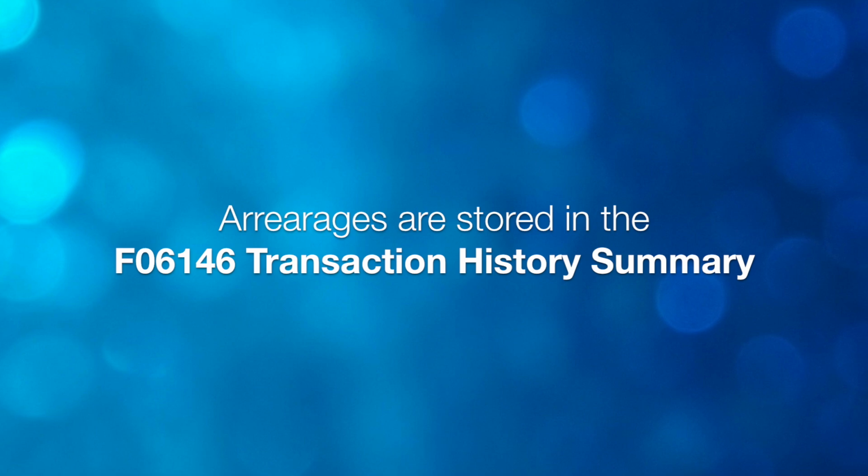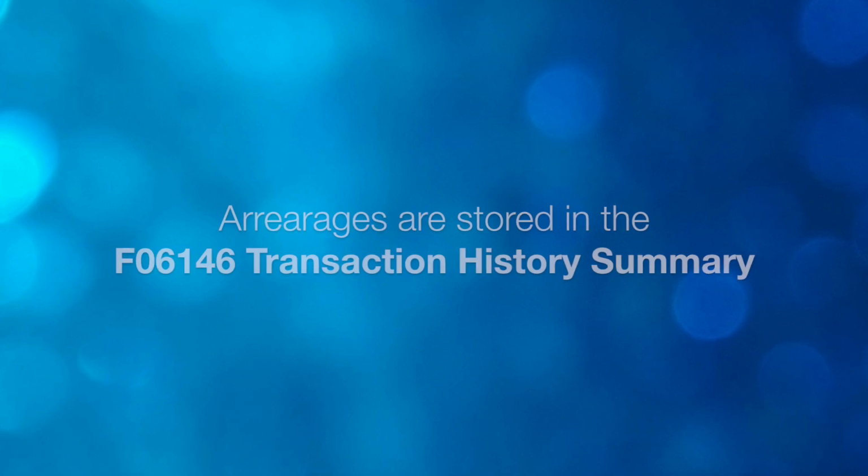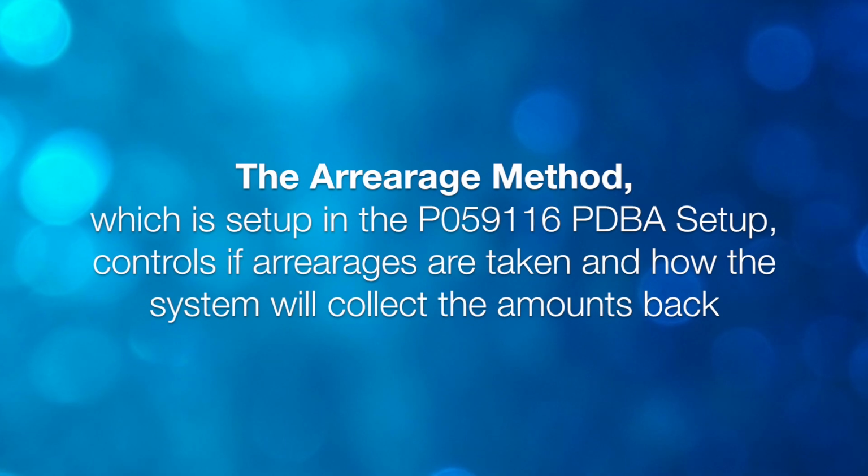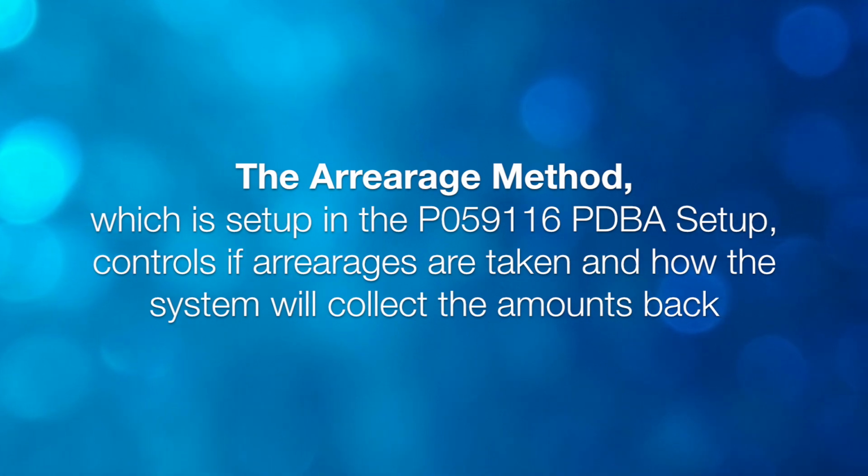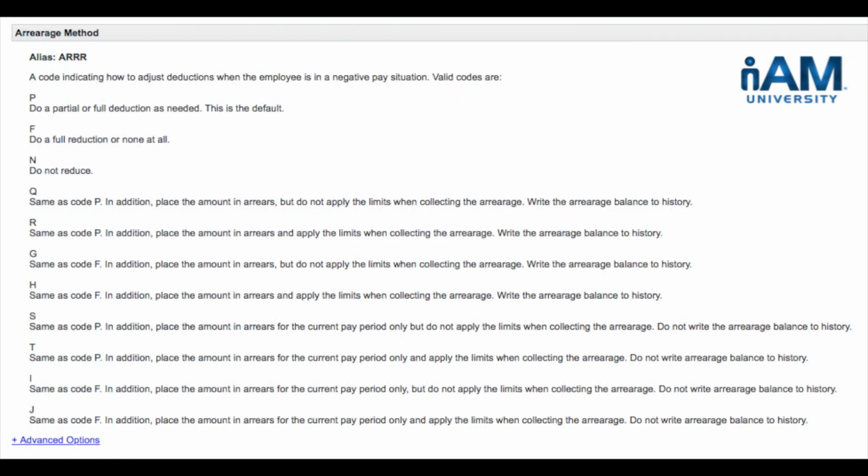So the system takes the deduction amounts and puts them into arrearages, which are stored in the F06-146 Transaction History Summary. The arrearage method that you set up in PDBA Setup determines if arrearages are taken and how the system collects the amounts back. Some of the more common arrearage methods are N, for do not reduce at all, P, do a partial or full deduction as needed, and this is actually the default.